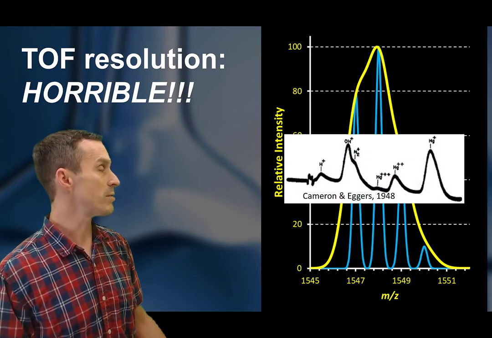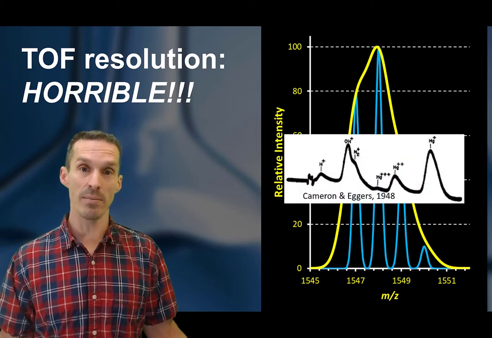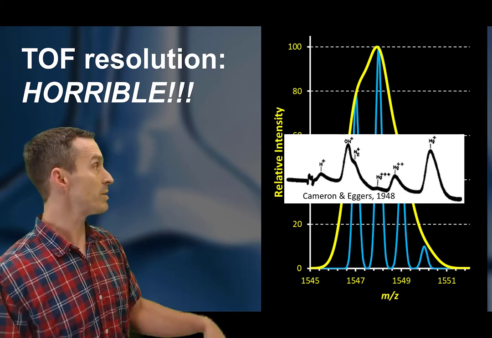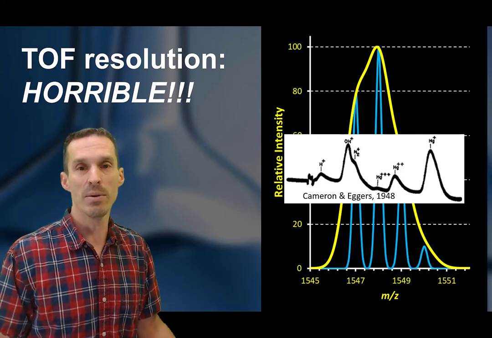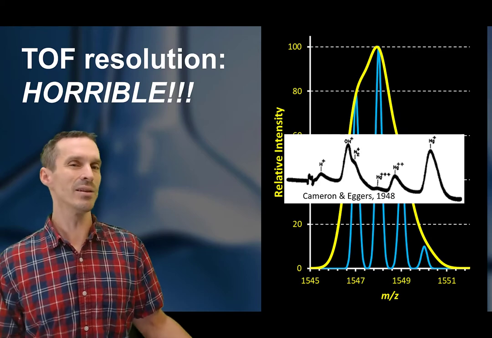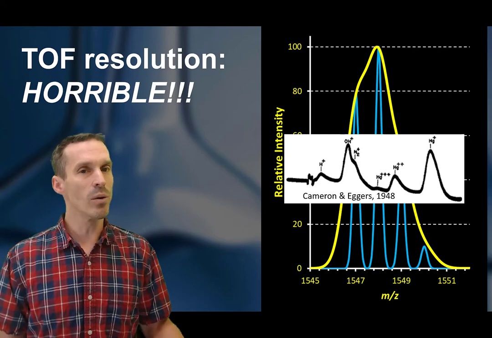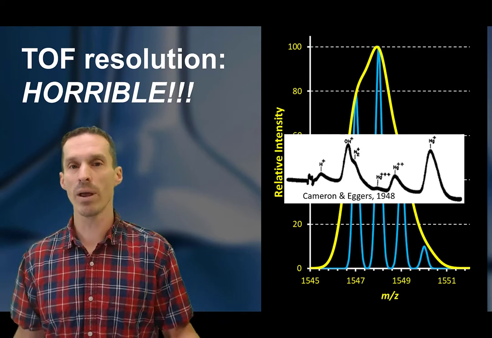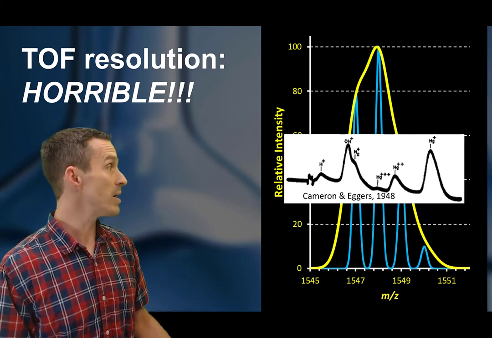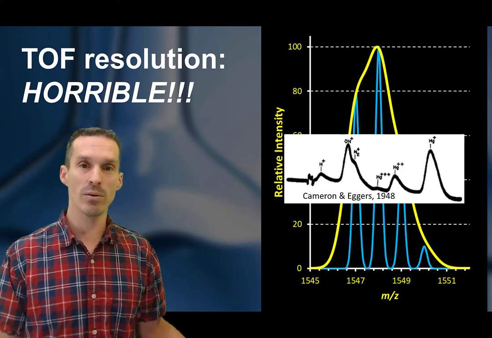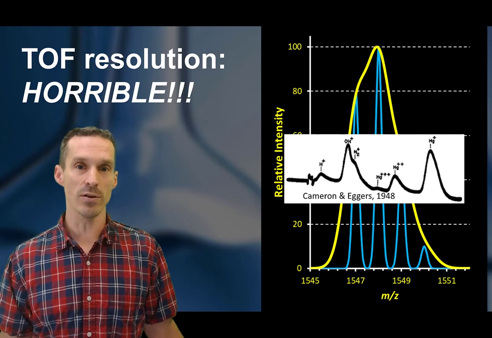This picture over here is the first time of flight mass spectrum that was recorded 70 years ago now. I mean, we've gotten better, but it's still not a very good instrument. So we're missing something here. There has to be a way to improve on the limitation. Let's ask the question: what's causing that limitation in the first place?